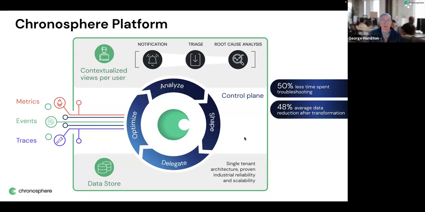On average, our customers reduce data volumes by 48% after that transformation. And again, that's not something you have to actively do. It's built into the platform. So that's on average across all of our customers. They reduce data volumes by 48% while actually improving their troubleshooting metrics.